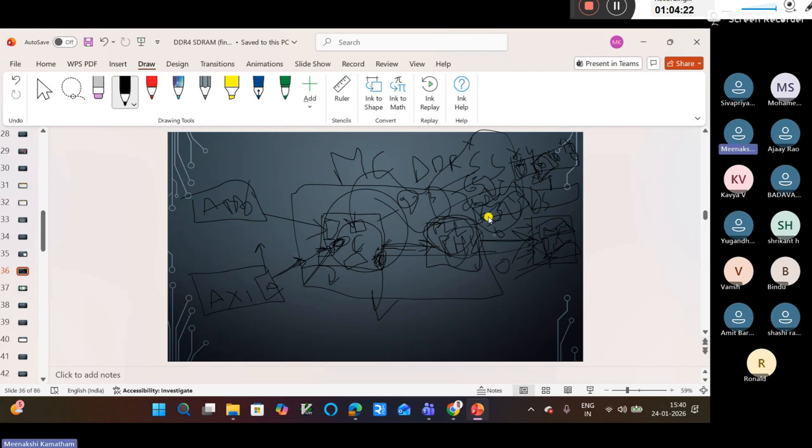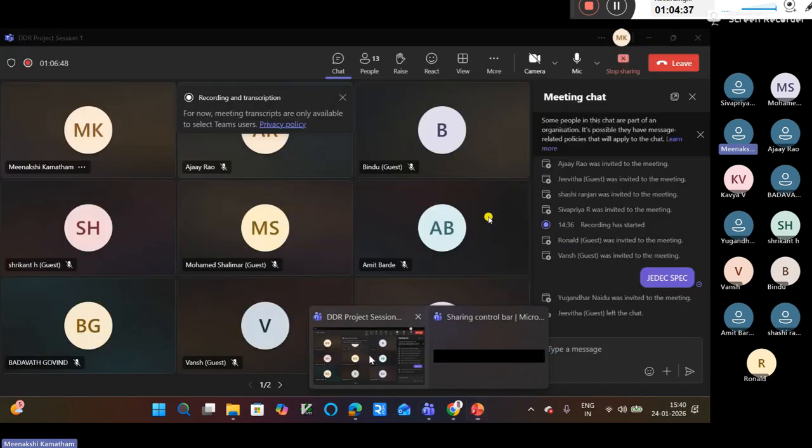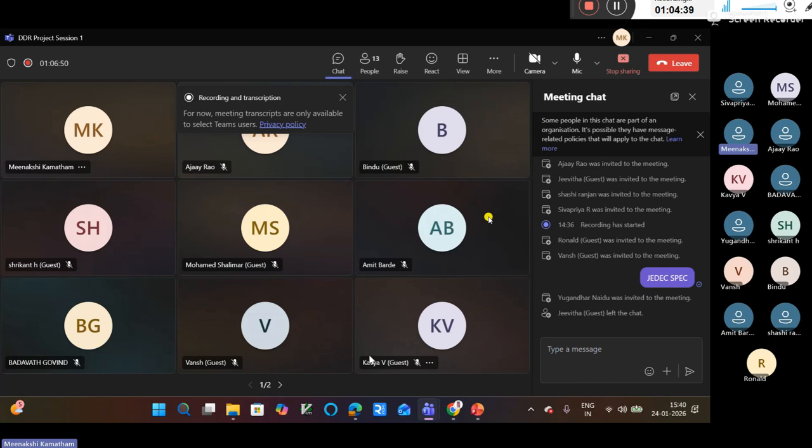This is the TB architecture we need to do like this, generally for DDR3, 4, 5, 6, anything. I think you'll get the understanding of this TB architecture, or can I explain it one more time?